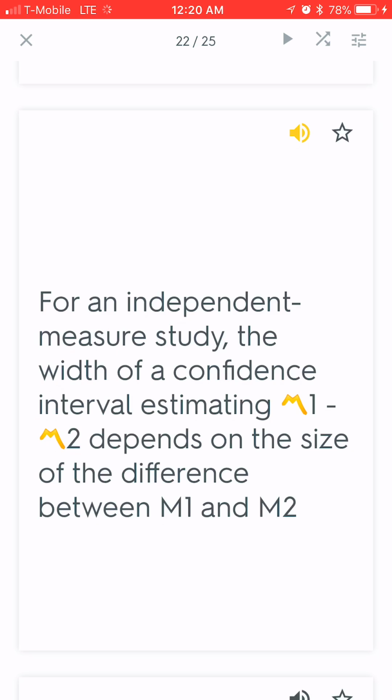For an independent measures study, the width of a confidence interval estimating μ1 minus μ2 depends on the size of the difference between M1 and M2. False.